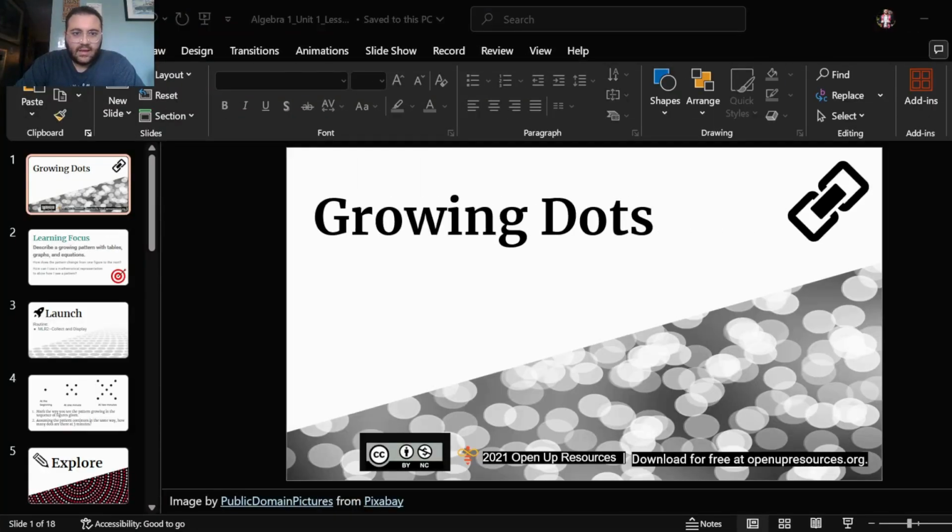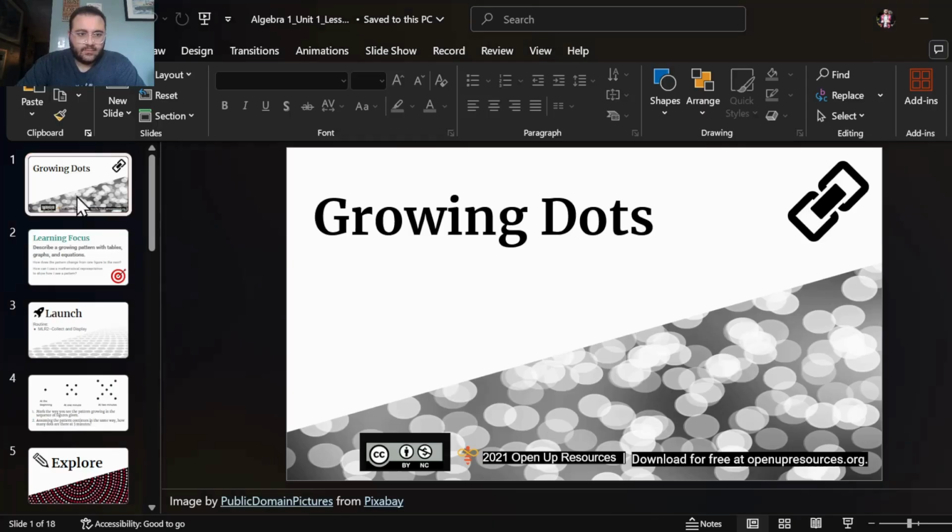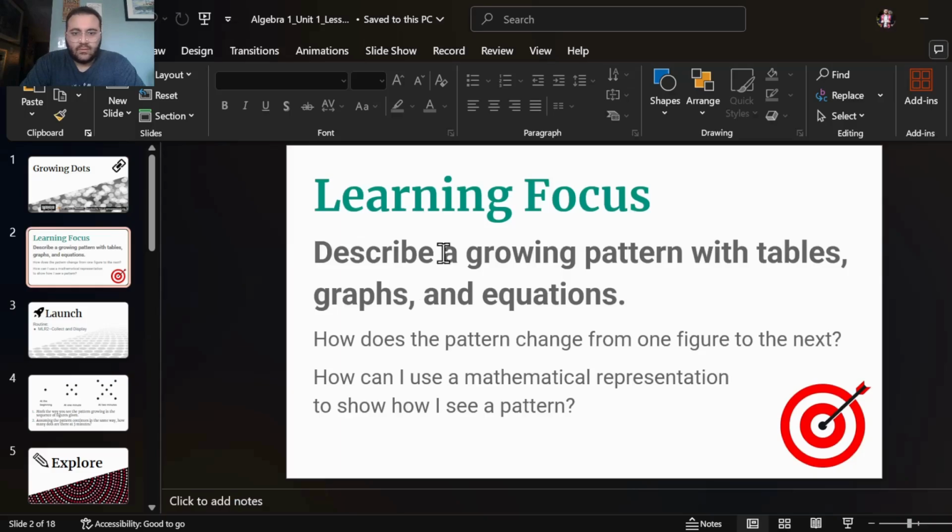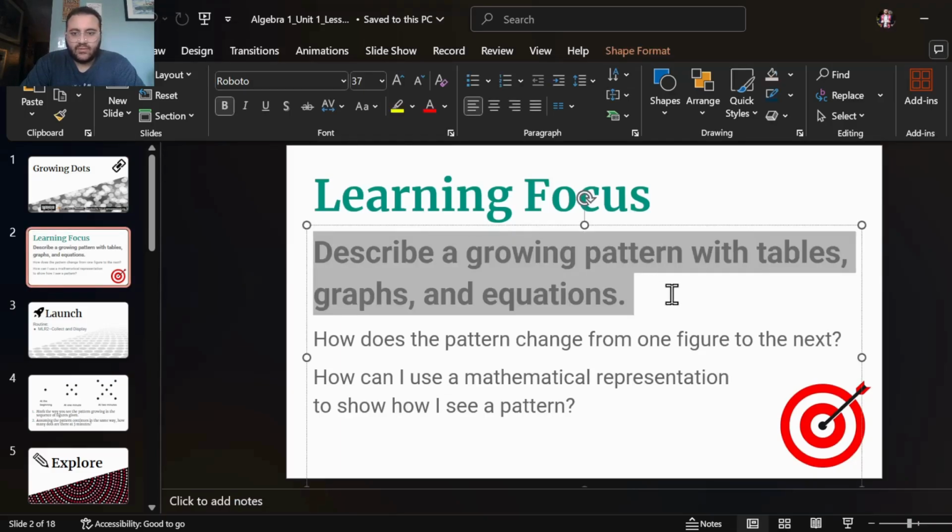This is Mr. C, and this is Unit 1, Lesson 2, Growing Dots in our Algebra 1 Open Up curriculum. Our second lesson is a Develop Understanding lesson. So we're continuing on this path of trying to understand how to describe patterns. For this lesson, our learning focus is to describe a growing pattern with tables, graphs, and equations.